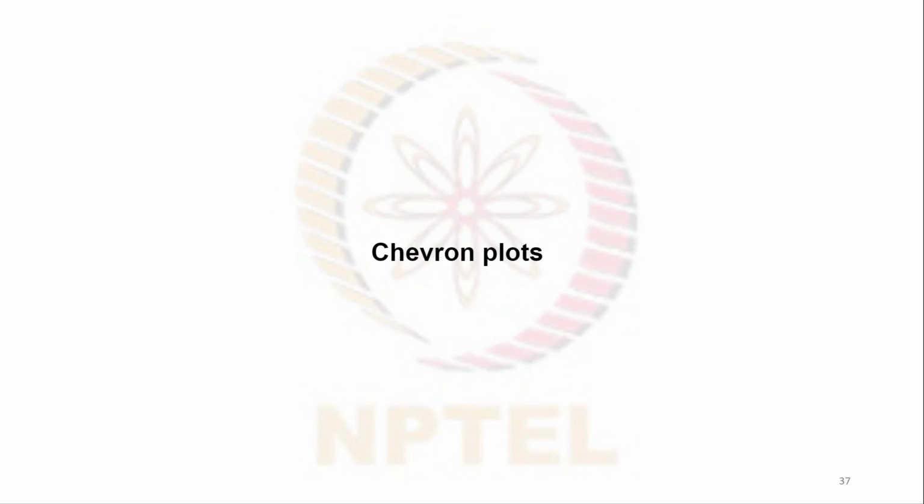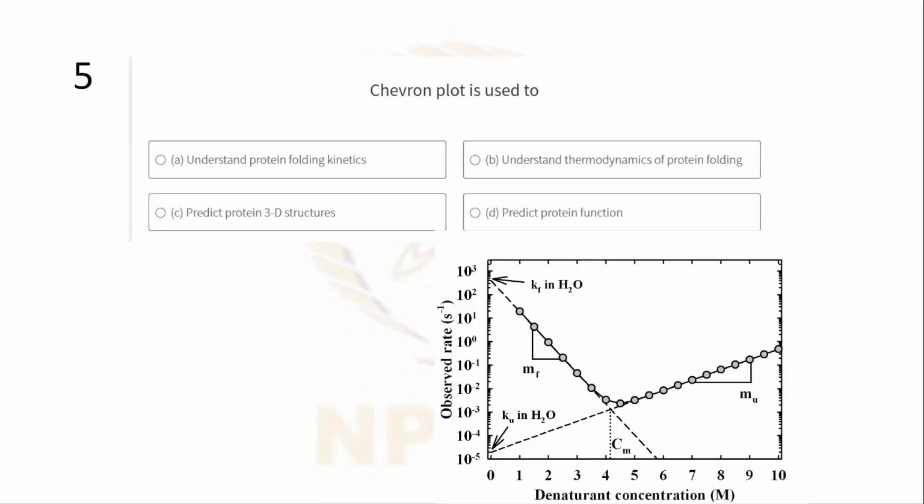I have a question on the plot, so I'm showing the plot. So here is the chevron plot. Kindly answer this question, then I'll move on to the explanation of the plot.